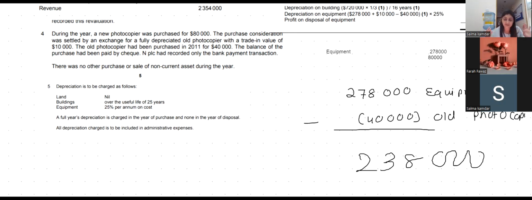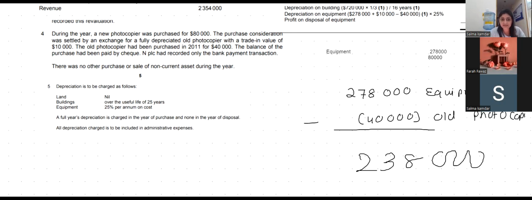Okay. And with a trade-in value of 10,000. That means when they did this exchange, they have also paid. They have given the old photocopier and they have paid 10,000. They have given the old photocopier and they have given 10,000.